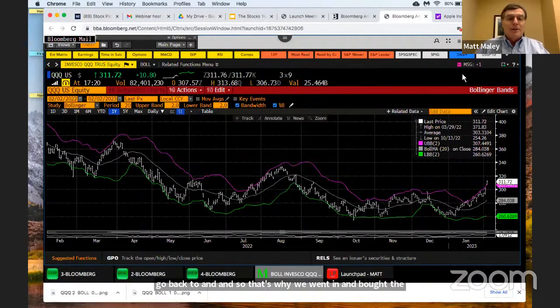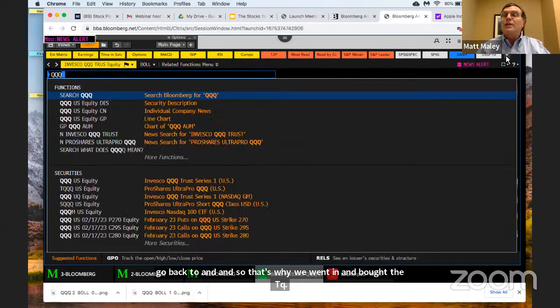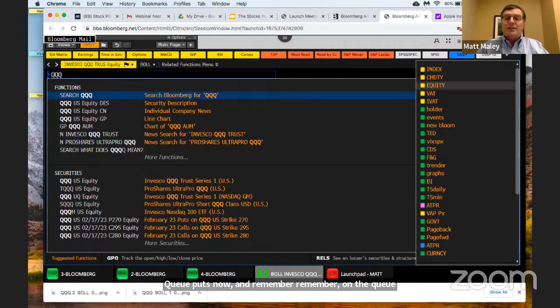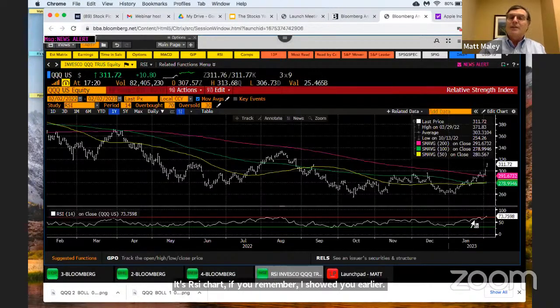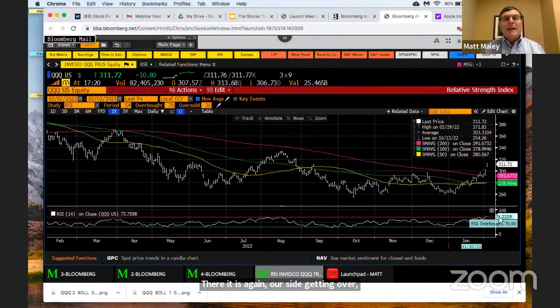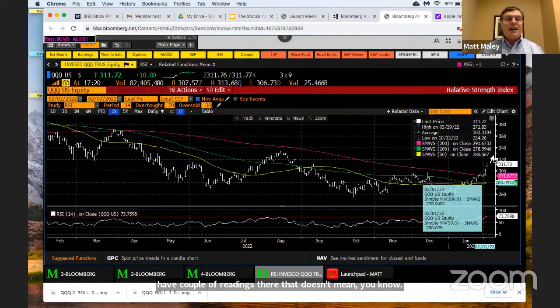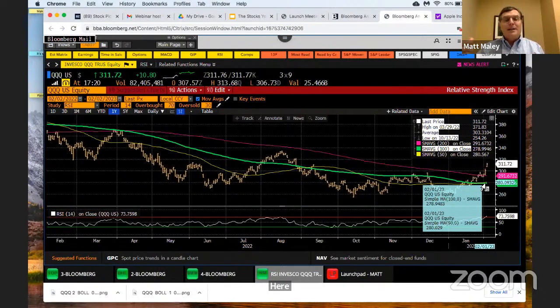And remember, on the QQQ, also on its relative strength index, its RSI chart, which I showed you earlier, there it is again, RSI getting overbought. So we had a couple of readings there. That doesn't mean anything else; here it broke above its 200-day moving average and made a nice higher high. So there are a lot of reasons to like it intermediate term, but it's just getting too far ahead of itself near term. That's why we did that trade.